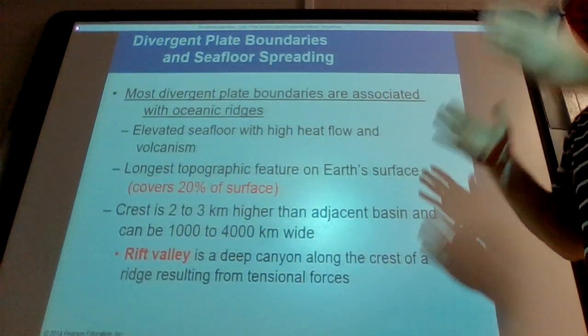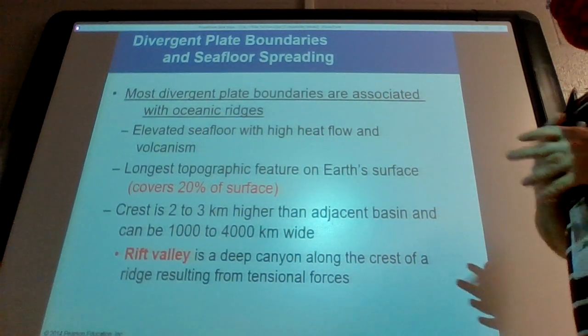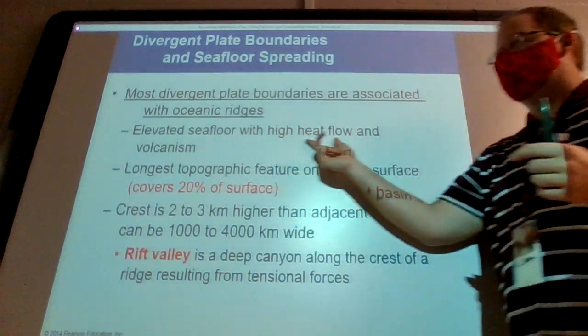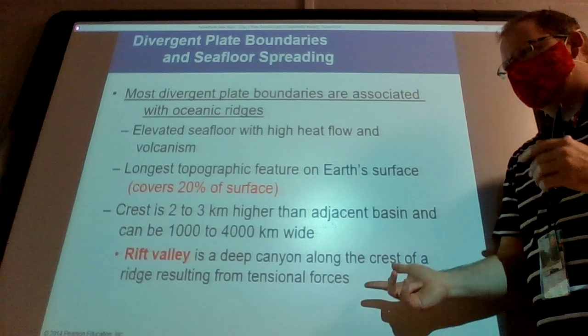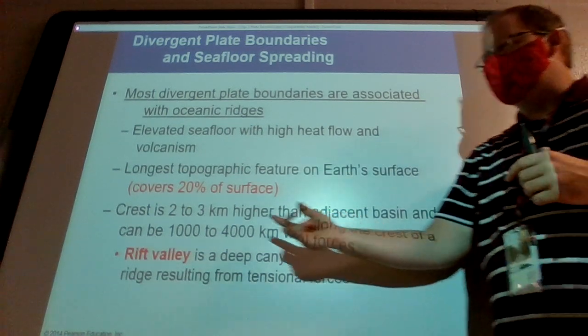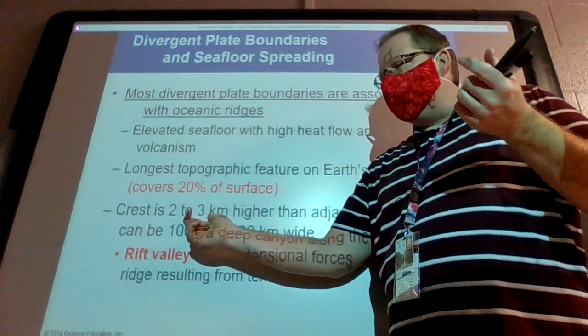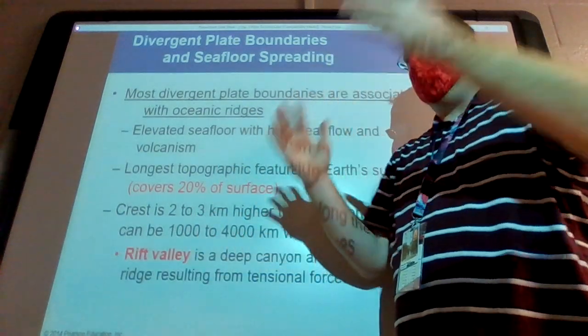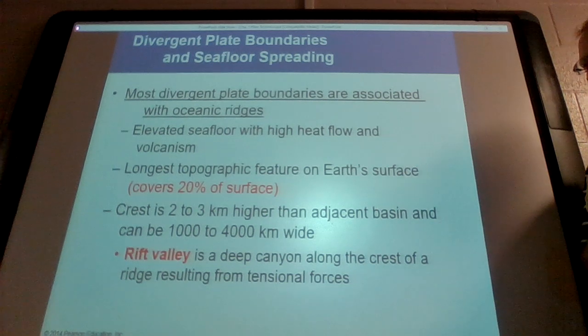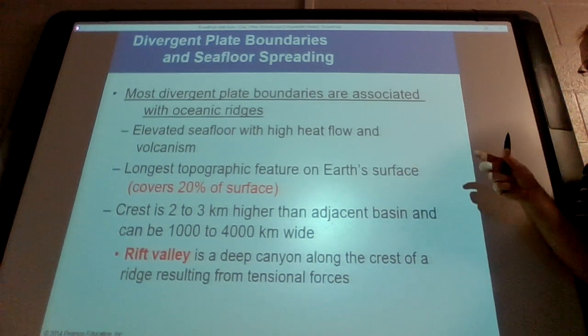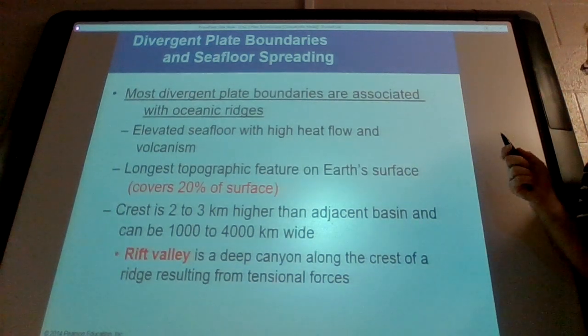And so it's associated with your mid-ocean ridge. There's an elevated seafloor, which gives you your ridge. And then there's also a rift valley right in the middle of it. I kind of mentioned that they're not very tall, 2 to 3 kilometers, compared to their overall width, which is about 1,000 to 4,000 kilometers wide. So pretty low and wide these surfaces are.